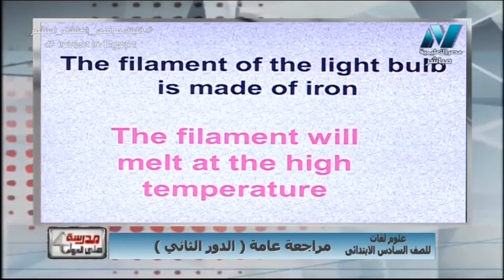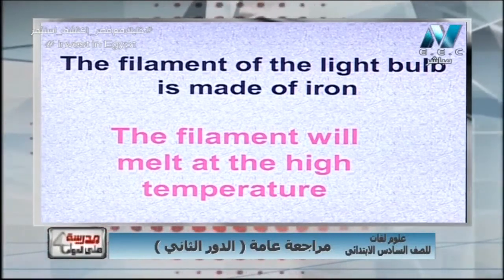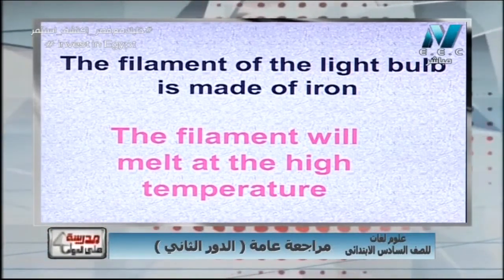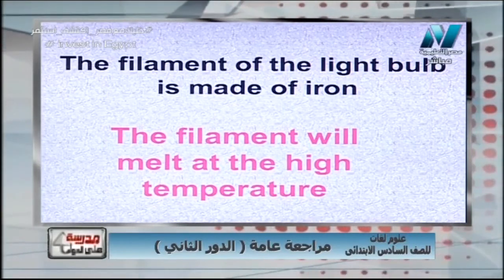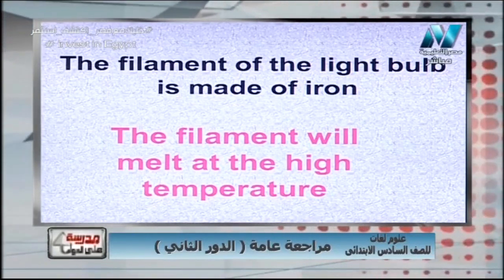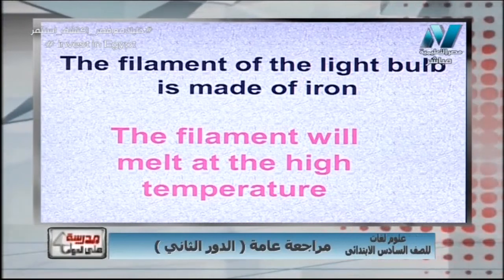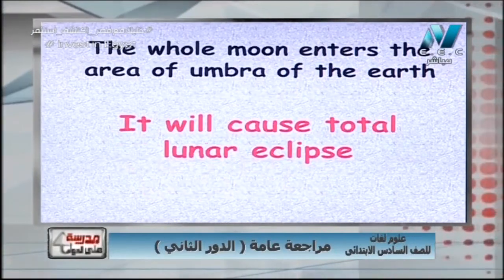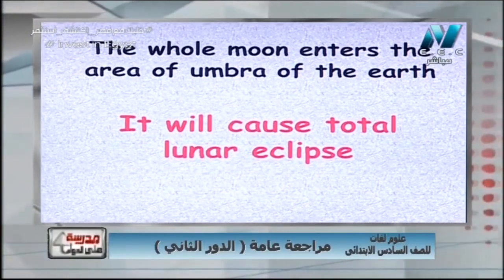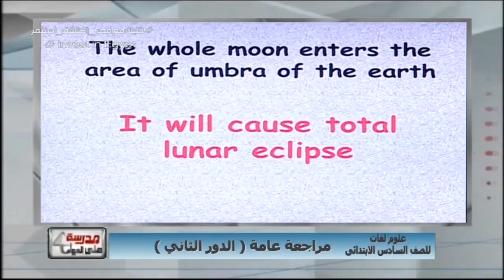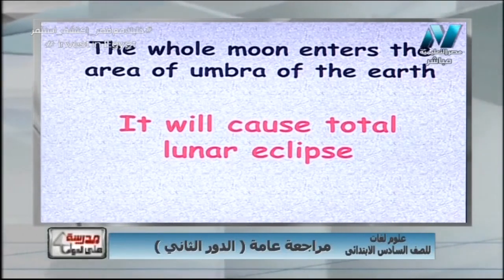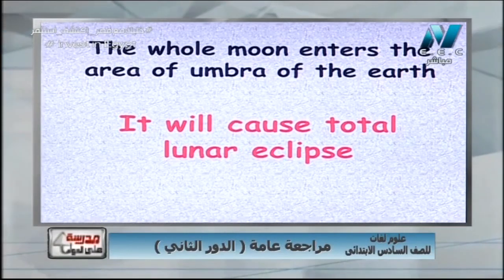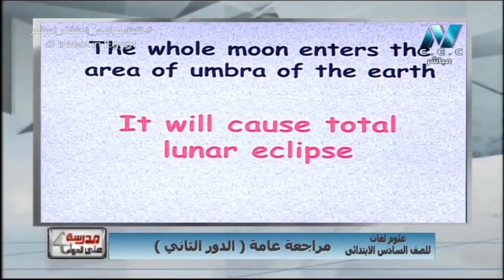But here, why if I made the filament from iron wouldn't it light? Because the filament will melt at high temperature because it's iron, and iron doesn't have the same melting point as tungsten. Okay? Another question that says the whole moon entered the area of the umbra of the earth. If the whole moon enters the area of the umbra of the earth, it will be a total lunar eclipse. It will be a type of eclipse called total lunar eclipse.